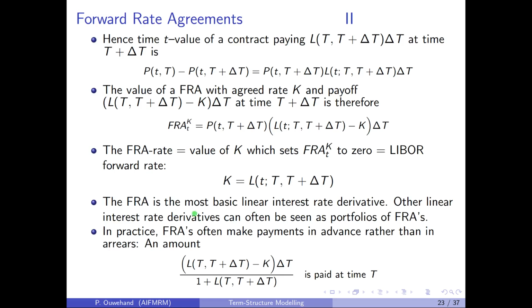Now the FRA is the most basic linear interest rate derivative, and other linear interest rate derivatives can often be seen as portfolios of FRAs, for example swap contracts, as we shall see. In practice, FRAs often make payments in advance rather than in arrears. The value of the LIBOR spot rate is known at time t, and we can therefore simply discount it from time t plus delta t to time t.